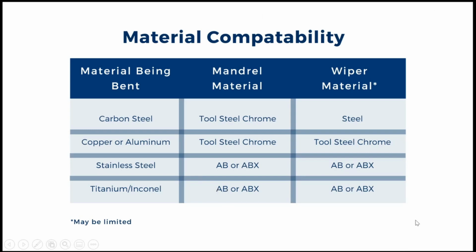Material compatibility. Typically, the mandrel and wiper recommendations are intended to avoid galling between similar materials. Soft tubes need hard mandrels and wipers, such as bending steel, copper, or aluminum, and they get the best life using tool steel chrome. Hard tubes need softer mandrels and wipers. When you're bending stainless steel, titanium, or Inconel, typically you'll go with the aluminum bronze.